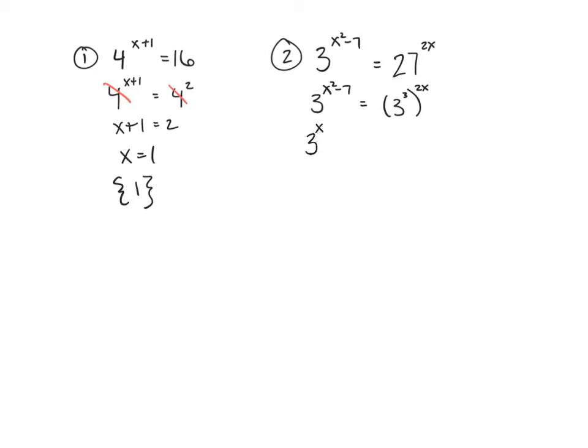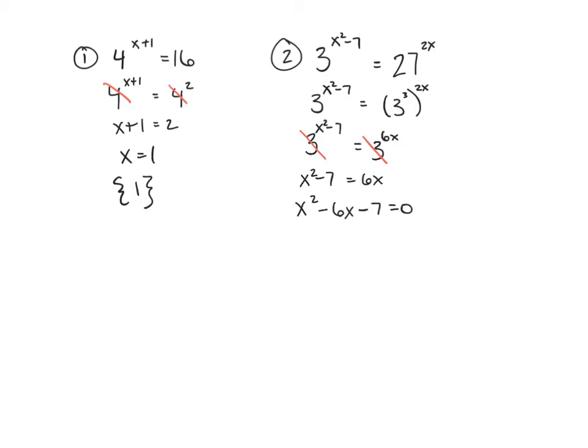So we get 3 to the x squared minus 7 is equal to 3 to the 6x. Now that our bases are the same, we can cancel the bases and set the exponents equal to each other. So we've got x squared minus 7 is equal to 6x. We have something with an x squared, something with an x, something with a constant. I'm probably going to have to factor. So let's set this equal to 0. Get x squared minus 6x minus 7 is equal to 0.